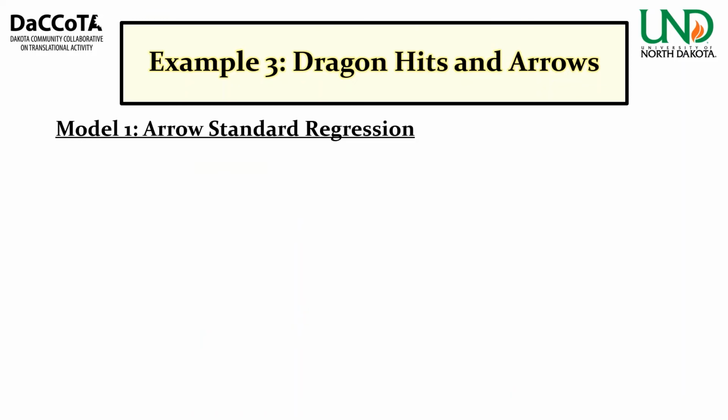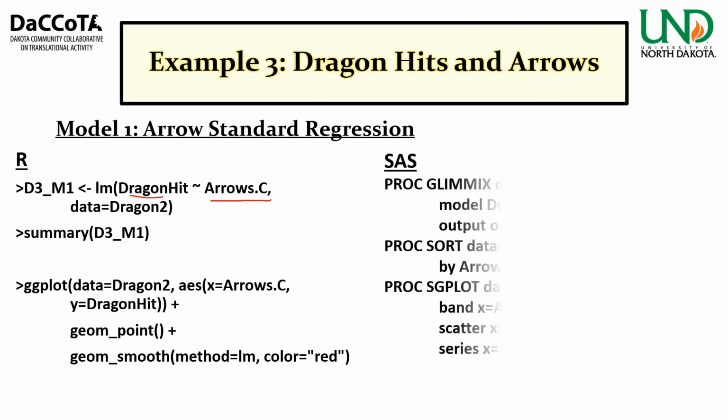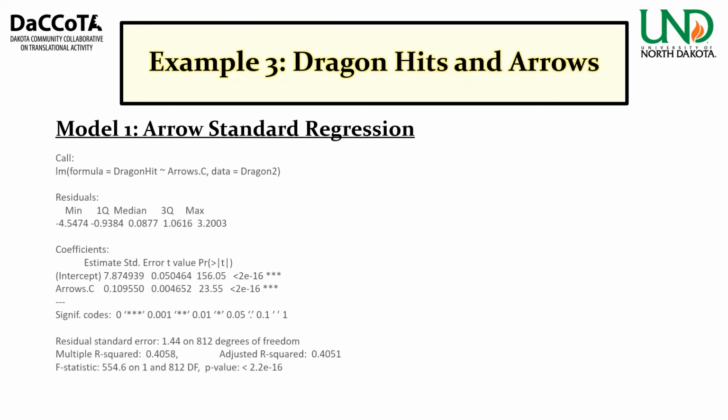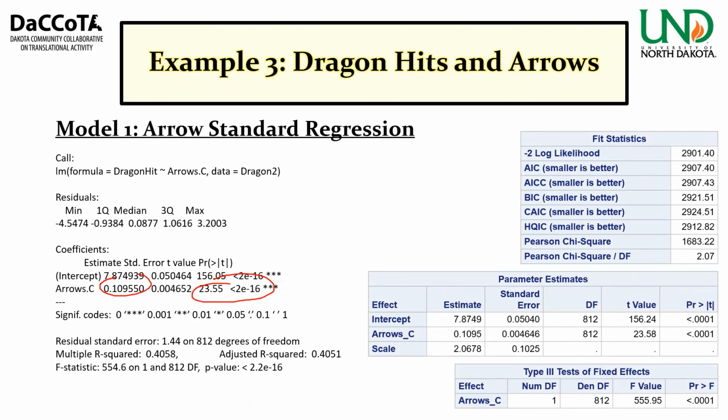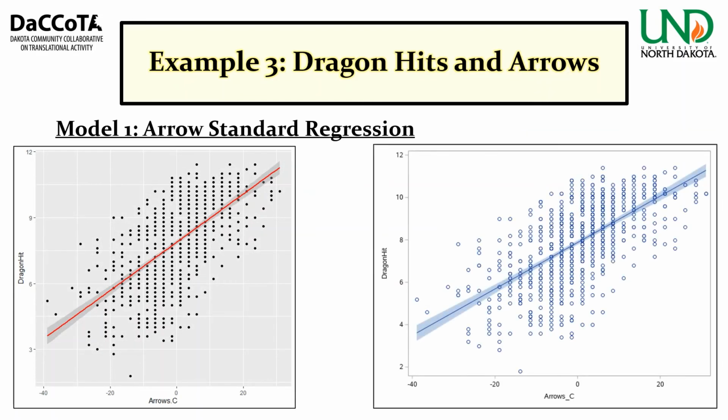So then I model dragon hits as a function of centered arrow number. Same thing here. And looks like estimate, p-value, t-value, right on target. Arrow was a significant predictor. You can see here, yep, as the number of arrows increased, on average, the dragon hits increased.